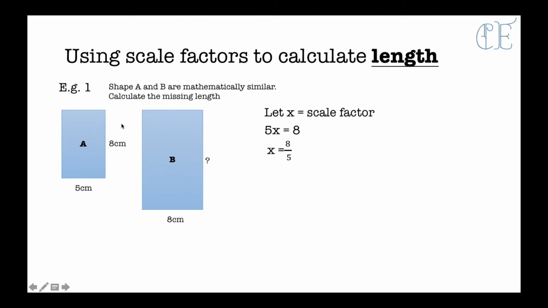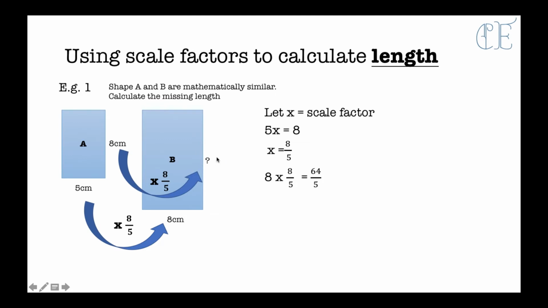That means that we know that 8 times something will give us this, and that something is 8 over 5. So if we do 5 times 8 over 5, giving us 8, we can do 8 times 8 over 5 to give us this length. 8 times 8 over 5 is 64 over 5. So when we multiply like this, we just do 8 times 8, giving us 64, over whatever number's here, which is 5.